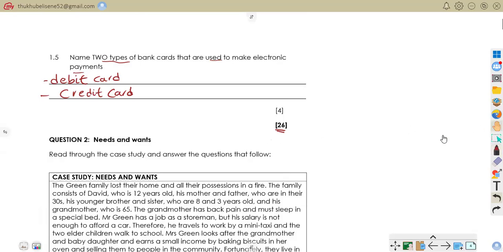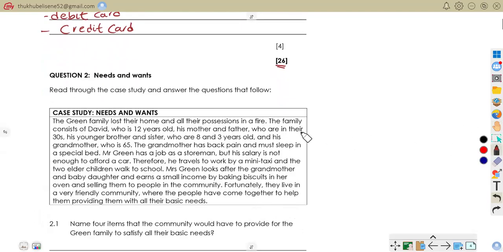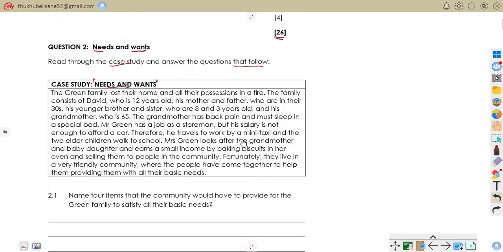So now let's quickly attend to question 2, which is as well a case study. Here we are mainly going to look at needs and wants. It says read through the case study and answer the questions that follow. Let us go through this case study together. The case study reads as follows: The Green family lost their home and all their possessions in a fire.